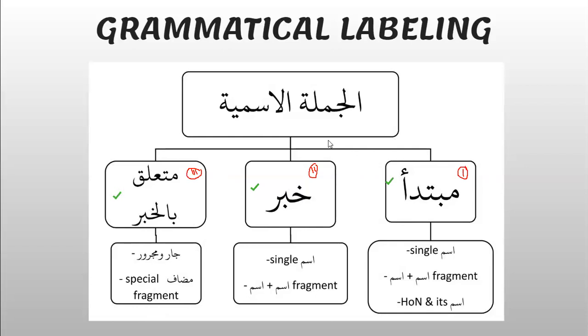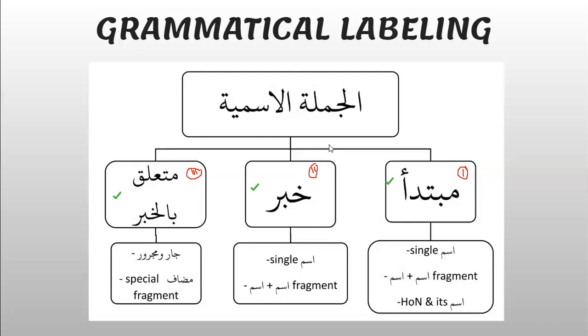So you understand, there are three types, right? There are three parts of jumla ismiya. What are those? Mubtada, khabar, muta'alliq bil khabar.